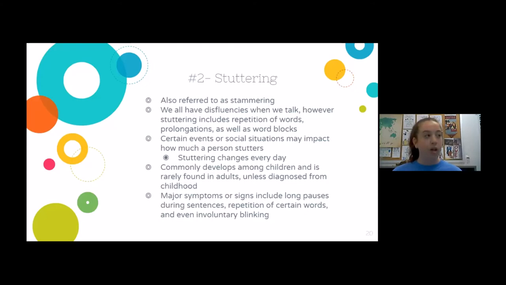For example, if you're on an important conference call with your boss, you'd probably be more nervous and more likely to stutter than if you were just having a casual conversation with your friends. Children, as a result, may continue to stutter unless it's diagnosed from childhood and treated. Major symptoms or signs include long pauses during sentences, repetition of certain words, and even involuntary blinking during the stuttering.